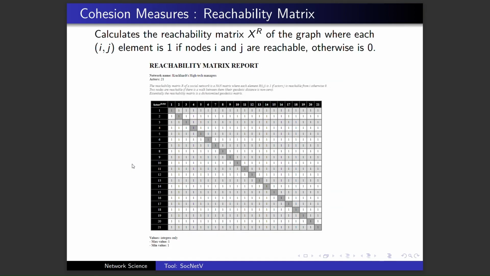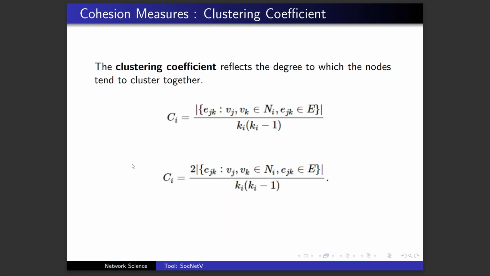And next is the reachability matrix. Reachability matrix just tells us whether, let's take an entry like the i comma jth element of this matrix, it actually represents whether i is reachable from j or not. So the entry is 1 if they are reachable, and it is 0 if they are not reachable, and that's it. That's the reachability matrix.